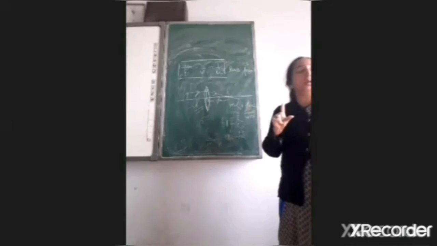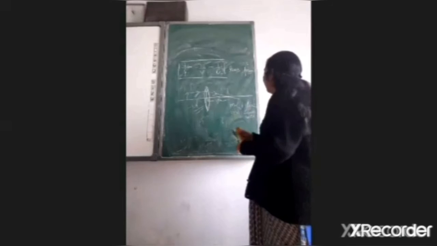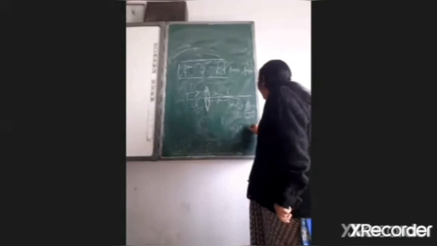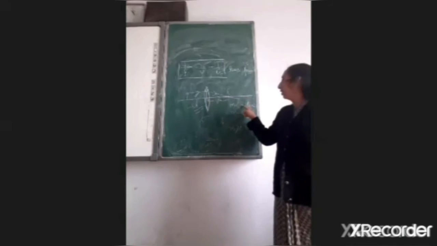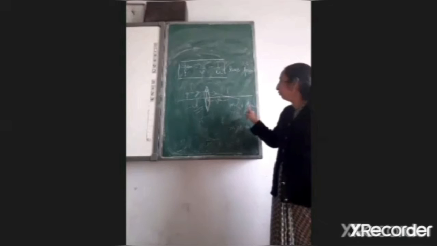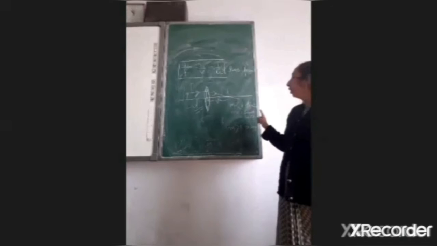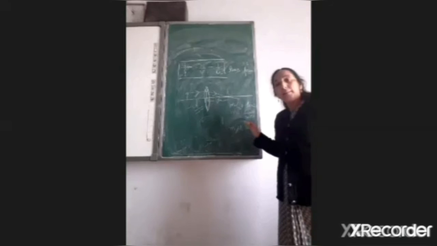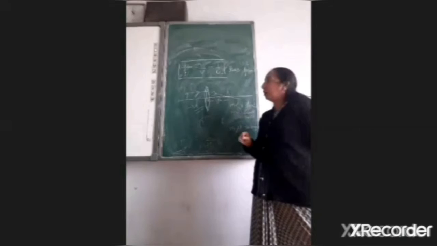Then if m is greater than 1, अगर m आपका 1 से बड़ा हो जाए तो you will get an enlarged image. आपको पहले से भी बड़ी इमेज मिलती है. If m is less than 1 you will have a diminished image. If m is equal to 1 that means you have the same size of the image, object and image, the size of both will be equal to each other. And if m is greater than 1 that means you have an enlarged image.